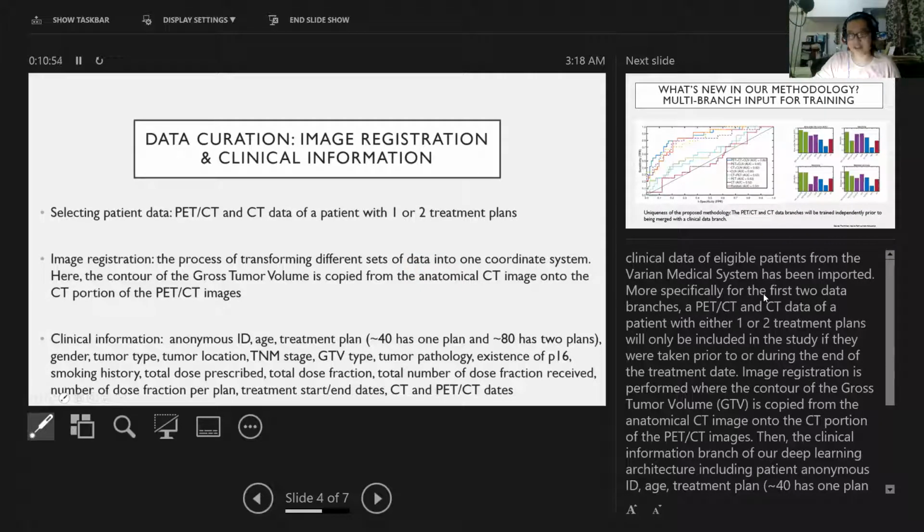So let's talk about how the clinical data is obtained in order to train this model. Clinical data of eligible patients from the Varian medical system has been imported. More specifically, for the first two data branches, PET-CT and CT data of a patient with either one or two treatment plans will be included, so patients with only one or two treatment plans can be included in the study. And these treatment plans have to be pre or during treatment. These images have to have been taken pre or during the treatment.